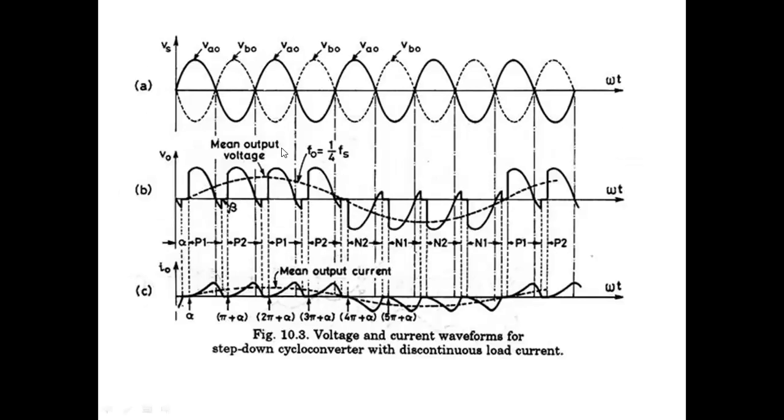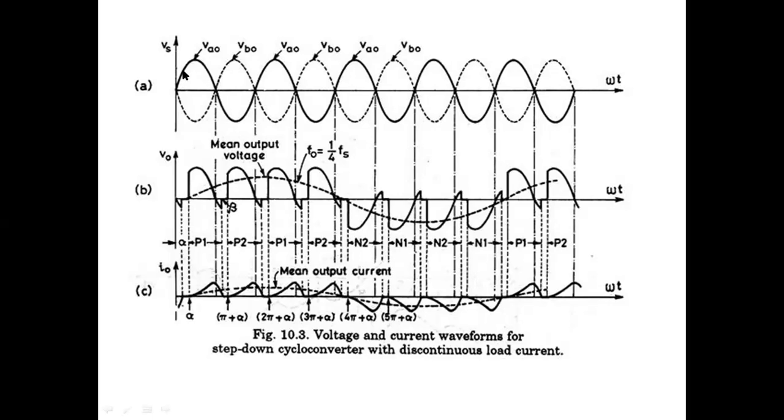But in step-down cycloconverter, we will use natural commutation. What do you mean by natural commutation? Natural commutation means the SCR will turn off by itself when the voltage crosses zero.